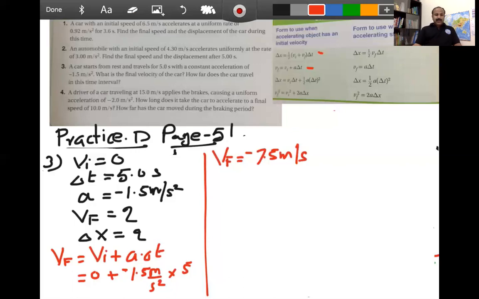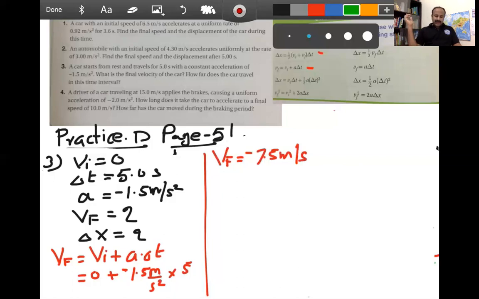Now they are asking you how far the car traveled during this time interval. So that means we are looking for delta x. So what's the equation for delta x? Here you have Vi, you have Vf, you have delta t, everything is given there. As I told you, you can use either equation 1 or equation 3.